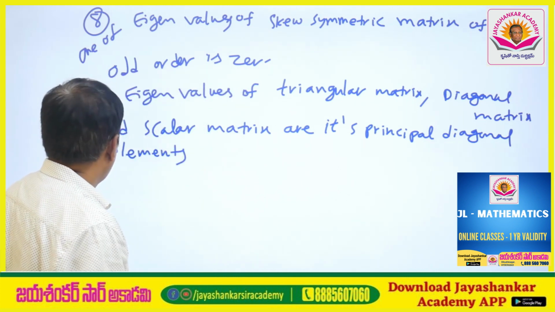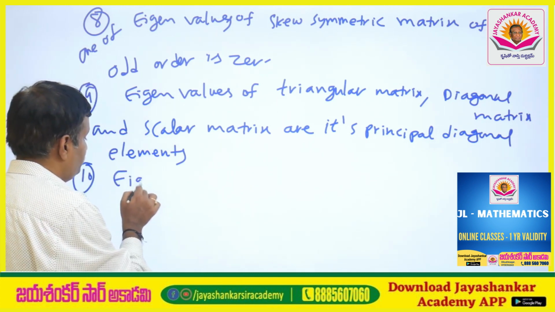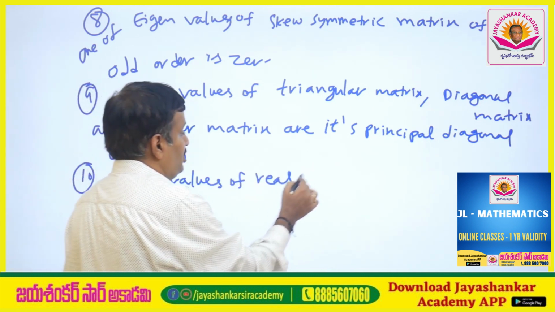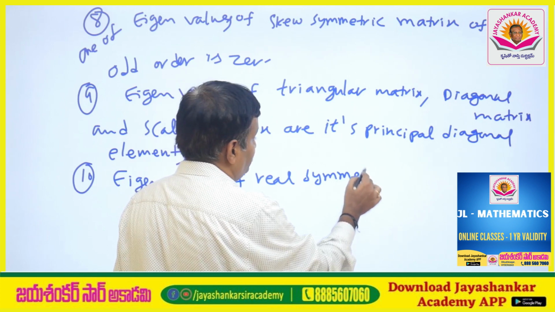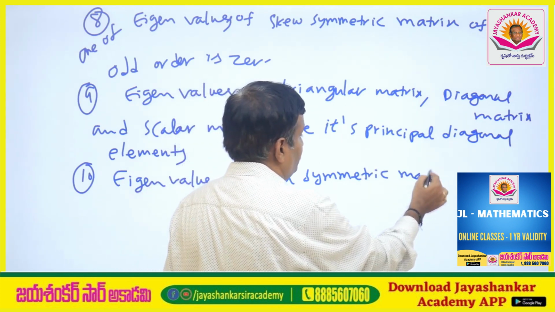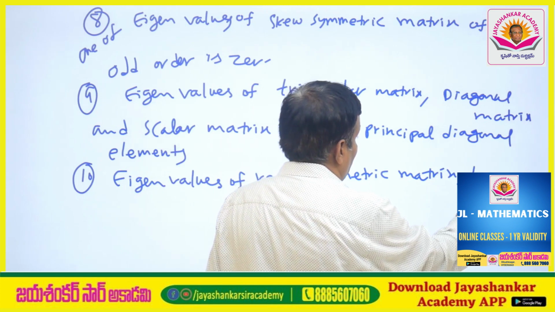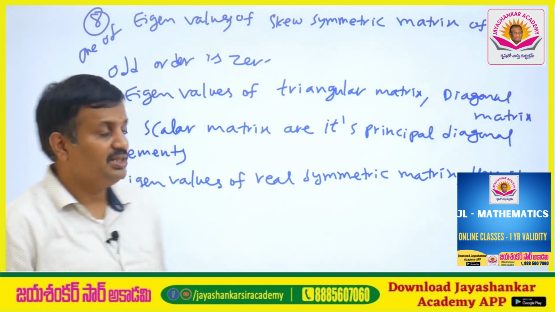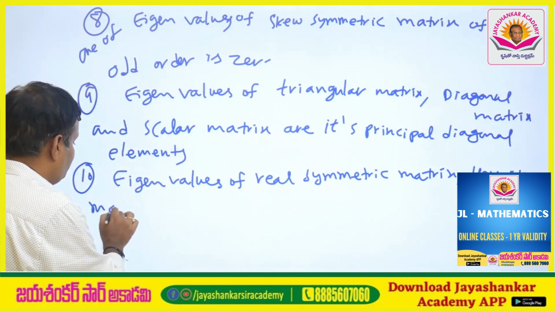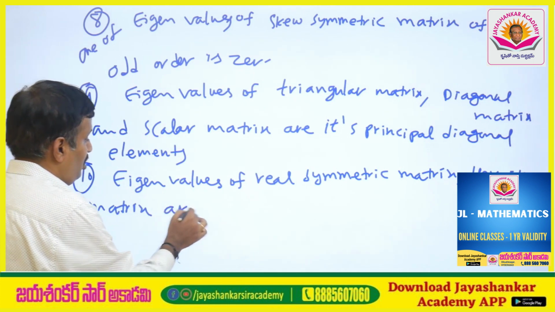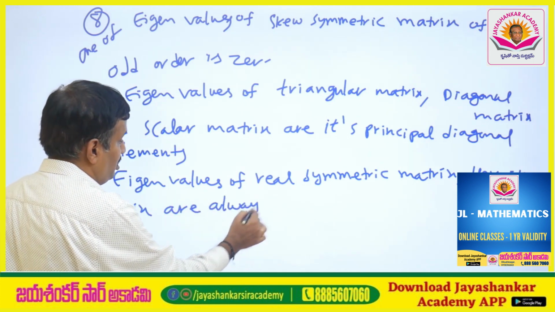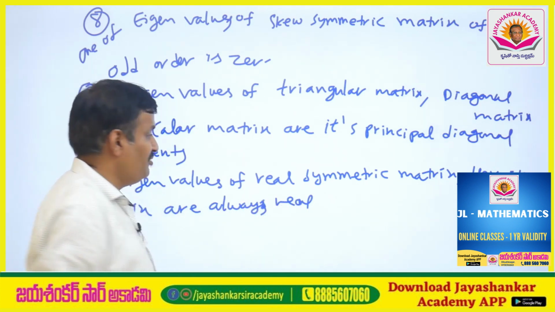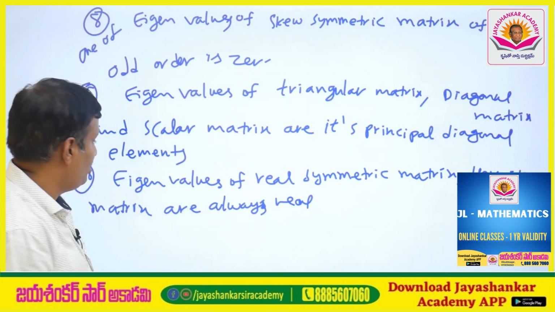Coming to our 10th property: eigenvalues of a real symmetric matrix and Hermitian matrix are always real. This is also famous. There are so many GATE questions on this property. Eigenvalues of the real symmetric matrix and Hermitian matrix are always real.